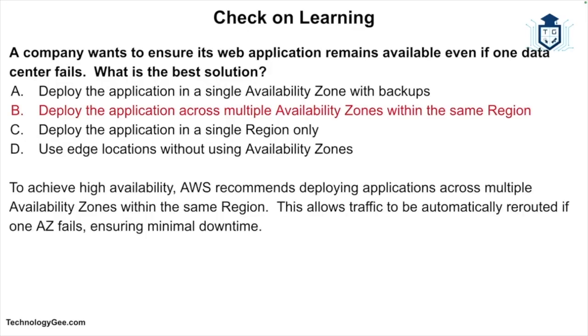And the correct answer is it is to deploy the application across multiple availability zones within the same region. So to achieve high availability, AWS recommends deploying applications across multiple AZs within the same region, and this allows traffic to be automatically rerouted if one AZ fails, ensuring minimal downtime.